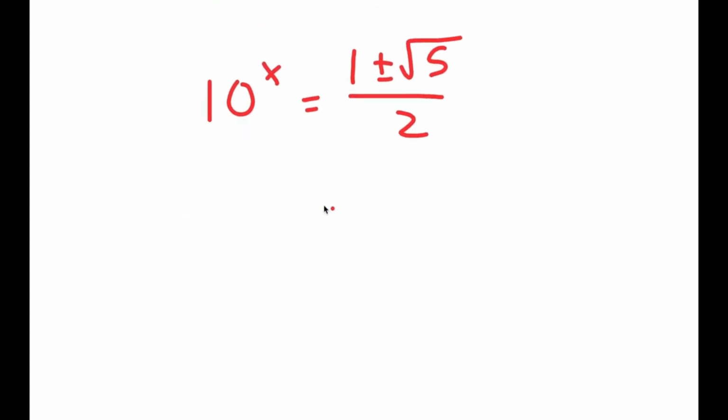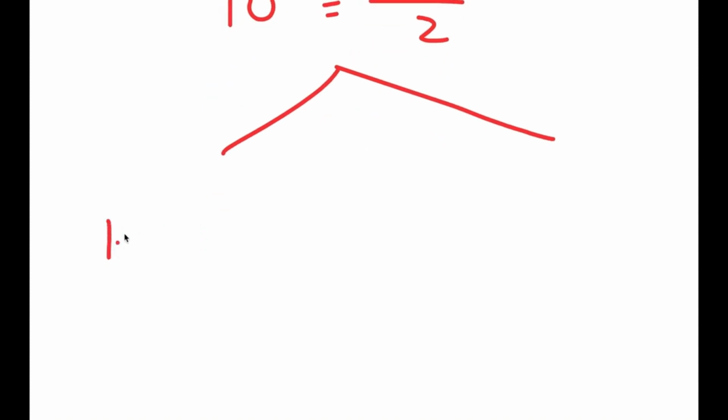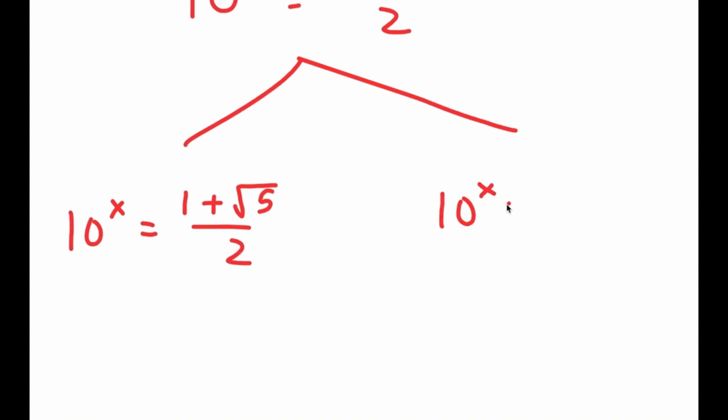Now, this gives me two equations. I get 10 to the power of x is equal to 1 plus the square root of 5 over 2. And I get 10 to the power of x is equal to 1 minus the square root of 5 over 2.